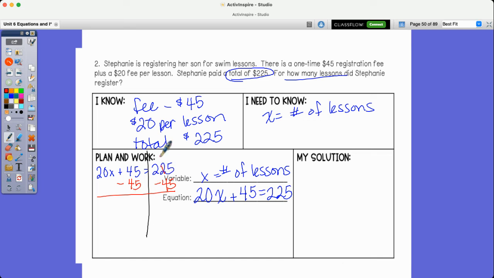This gives us, oops, I didn't need to do that. I needed 180 on this side. Bring down my coefficient and my variable. It is now a multiplication problem, and I need to do the opposite of multiplication. So I'm going to divide both sides by 20. I find out that 180 divided by 20 is 9. She paid for 9 lessons.